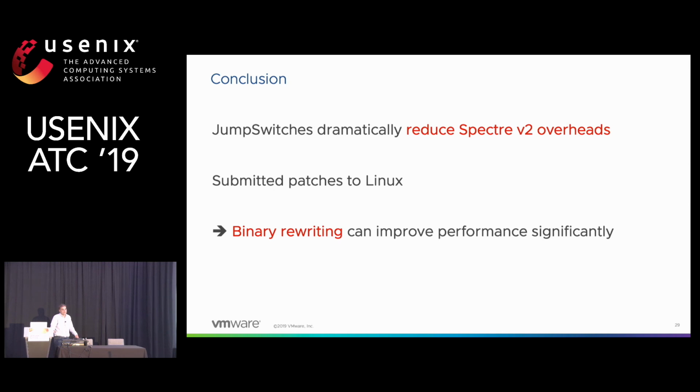All right, I had a question. Intel's coming out with a new instruction, if it's not out already, which is essentially a branch prediction barrier. Between that and other features where they're going to isolate the BTB between hyperthreads, is there an advantage to JumpSwitches over that upcoming approach?